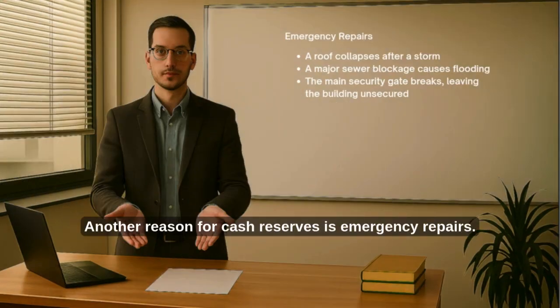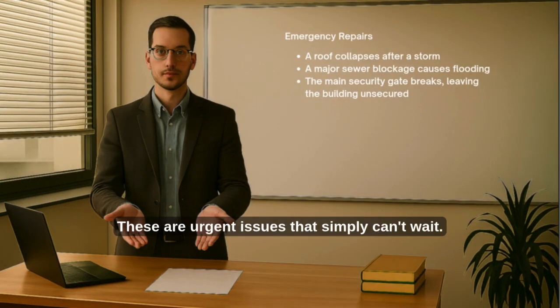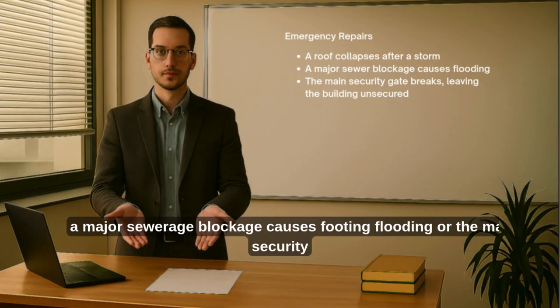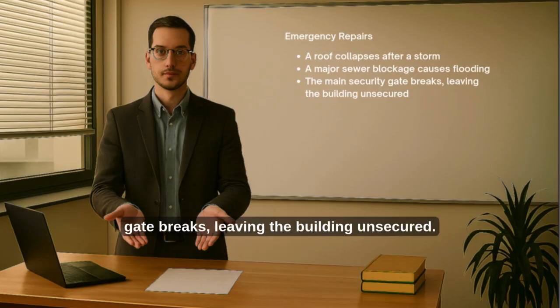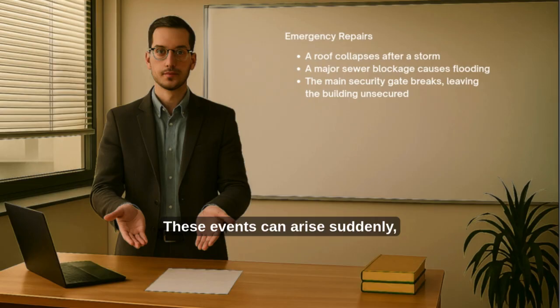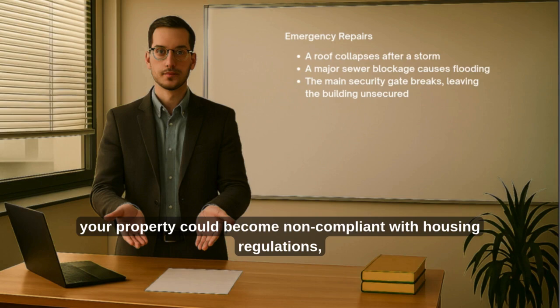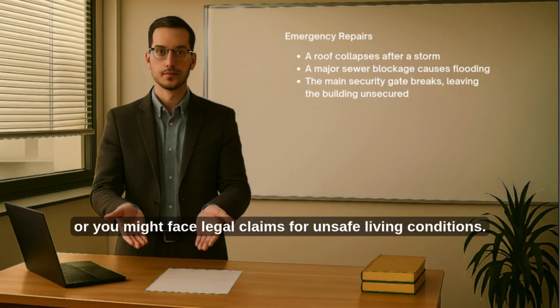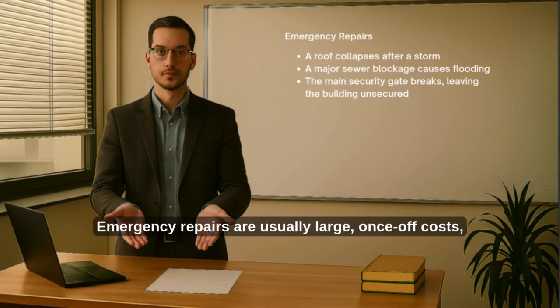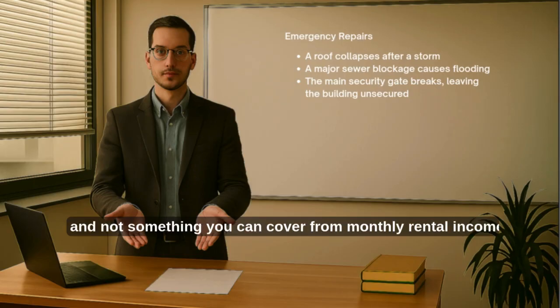Another reason for cash reserves is emergency repairs. These are urgent issues that simply can't wait. For instance, a roof collapses after a storm, a major sewerage blockage causes flooding, or the main security gate breaks, leaving the building unsecured. These events can arise suddenly, even in well-maintained properties. If you don't address them immediately, tenants may be forced to move out, your property could become non-compliant with housing regulations, or you might face legal claims for unsafe living conditions. Emergency repairs are usually large, once-off costs, and not something you can cover from monthly rental income.